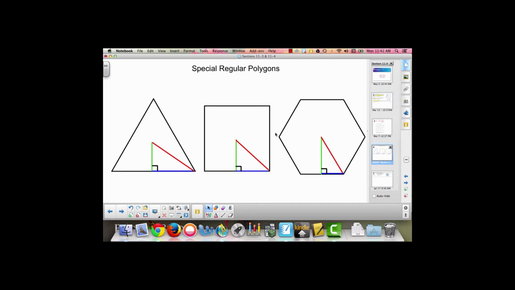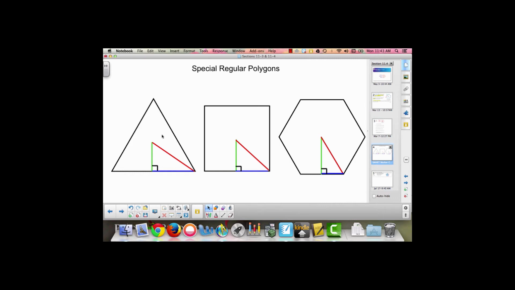Okay, hopefully you were able to come up with the area formula for all regular polygons. But I want to talk about a special relationship in these 3 regular polygons: the equilateral triangle, the square, and the regular hexagon. Remember that these are half of a central angle, these angles made by the apothem and the radius. A central angle is made by 2 radii, and the apothem cuts that central angle in half.